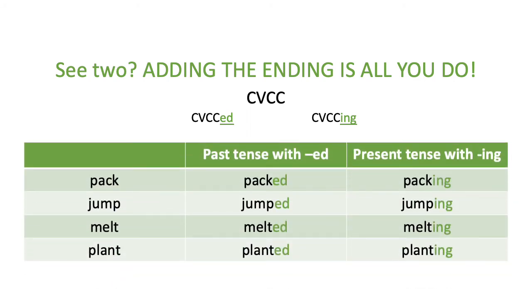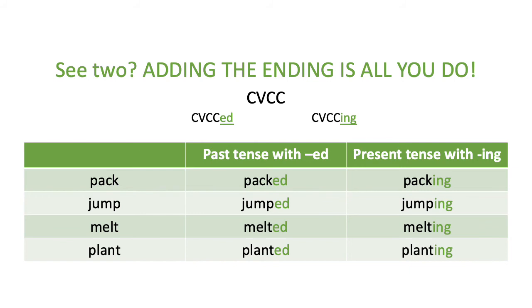Let's take a look at these examples. Our first word is pack. To make it past tense with ed, it would become packed. I'm just adding the ed at the end. If I want to talk about the present tense with ing, the word would become packing. I'm just adding the ing at the end.